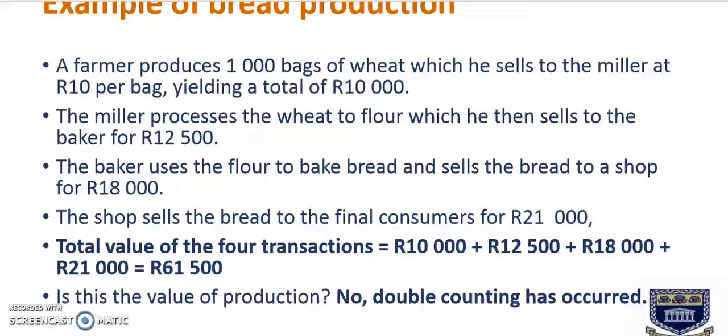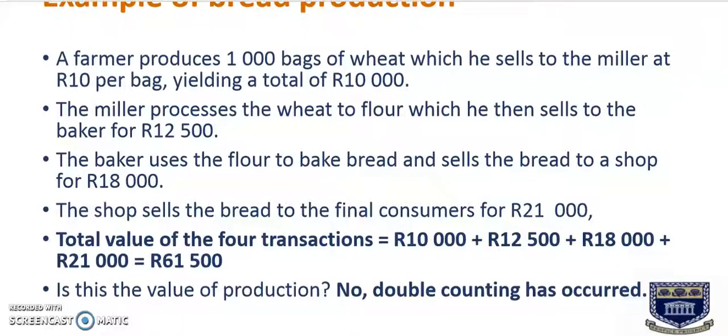The total value of the 4 transactions is equal to 10,000 plus 12,500 rands plus 18,000 plus 21,000 rands, which is equivalent to 61,500 rands. Is this the value of production? No, there has been double counting.